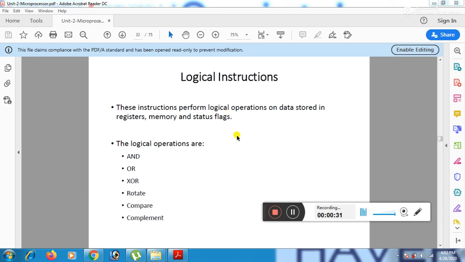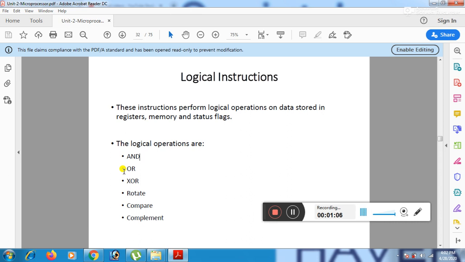So the logical operations are performed on the data stored in the registers, the data stored in the memory location, and in flag registers. So what all the logical operations can be done in 8085? The logical operations that can be done in 8085 are AND operation, OR operation, XOR, rotate, compare and complement. The first three we know already, because in first semester, second semester and third semester we have all studied AND, OR, XOR. So let us have a small revision.